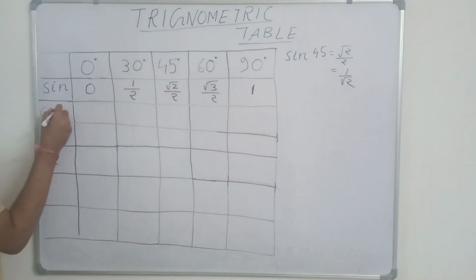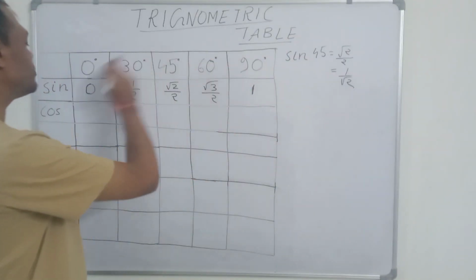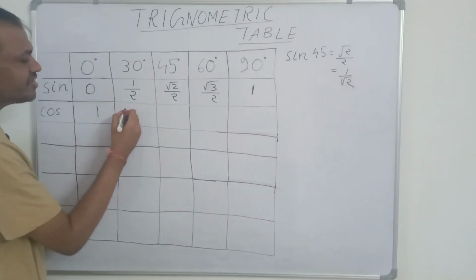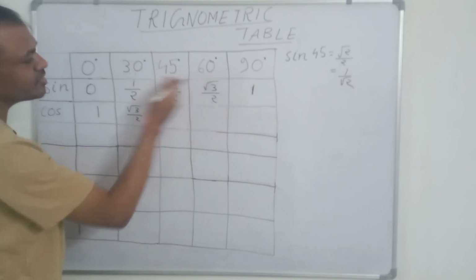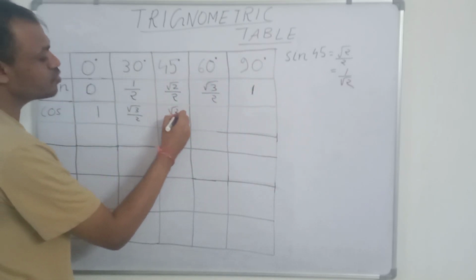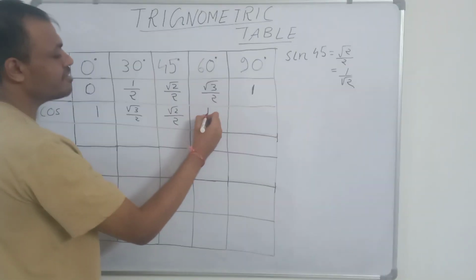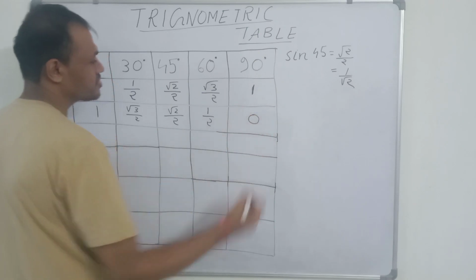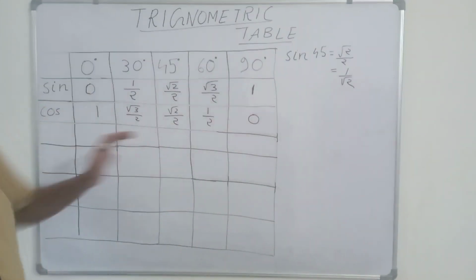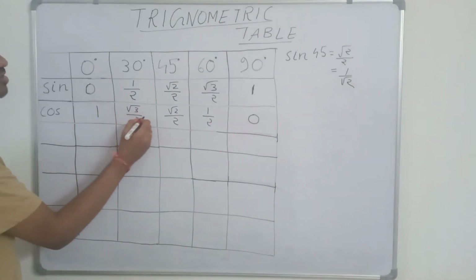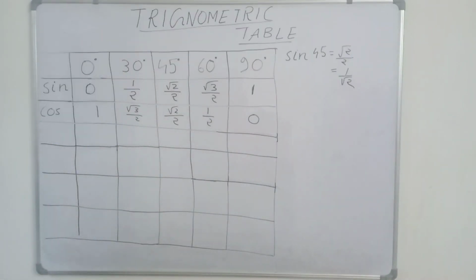Now if you have to write for cos theta, then just write it from right to left. So this will be 1, this will be root 3 by 2, then root 2 by 2. Sine 45 and cos 45 are same. Then 1 by 2, then 0. So for sine we have written from left to right, and for cos the values are 1, root 3 by 2, root 2 by 2, 1 by 2 and 0.